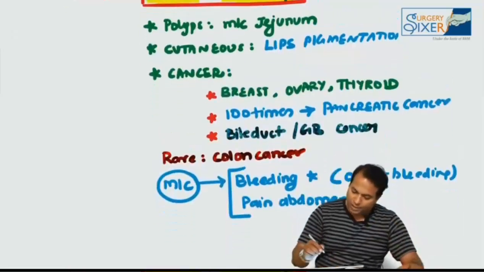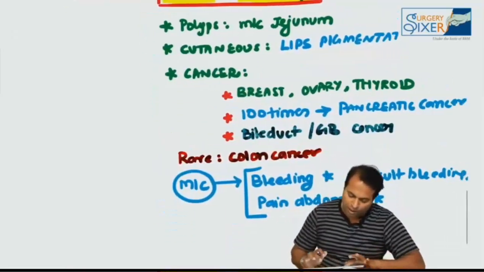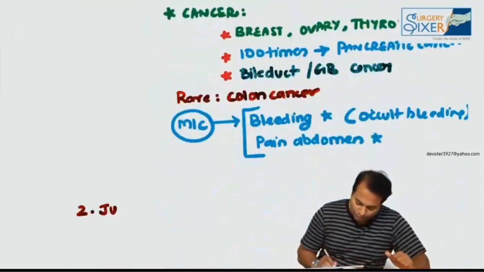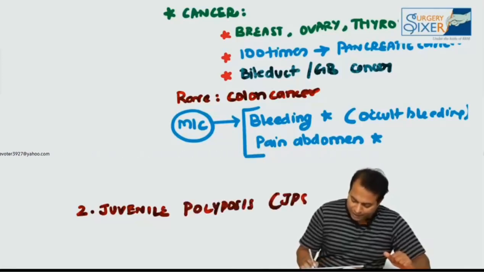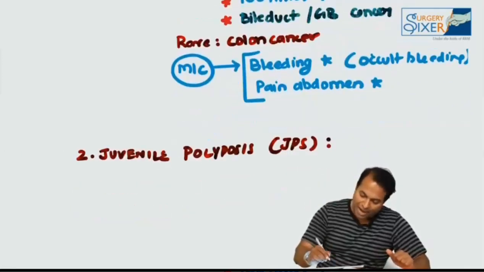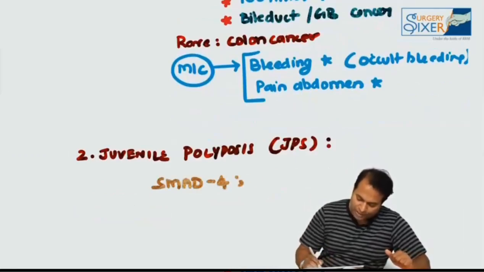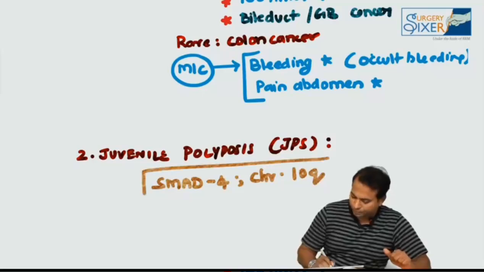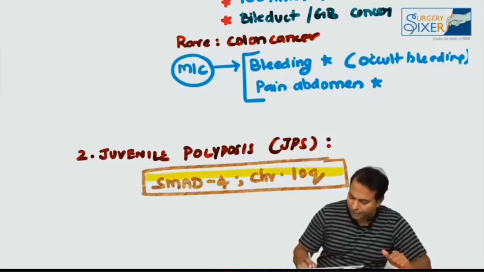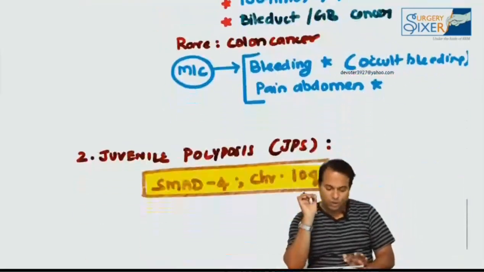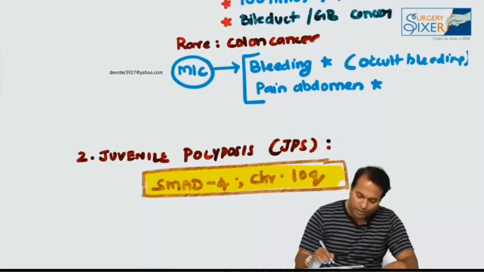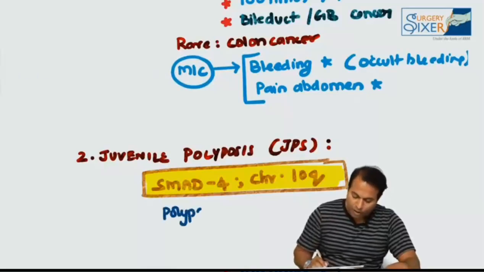The next syndrome is number 2, juvenile polyposis syndrome, known as JPS. It is also a familial type of syndrome. They have a SMAD4 mutation in chromosome 10q. So Peutz-Jeghers is STK11 on 19p, and juvenile polyposis is SMAD4 mutation on chromosome 10q. They mainly get hamartomatous polyps in the colon.